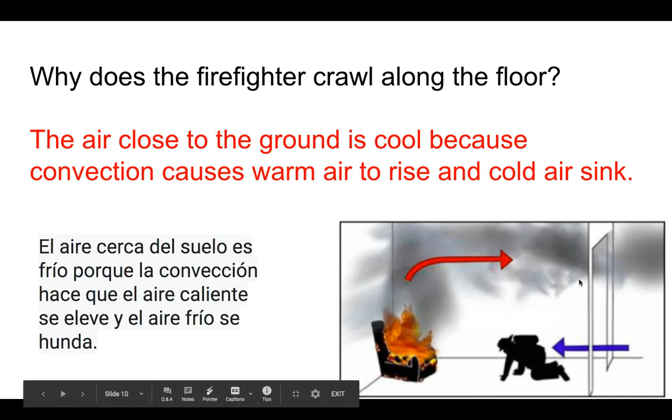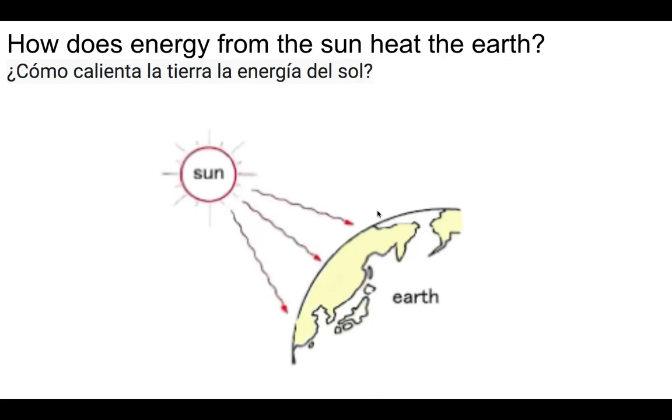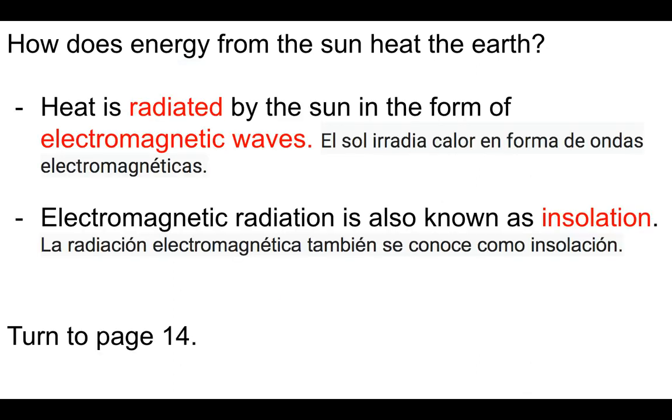So again, I see that loop that tells me it's convection. And then how does energy from the sun heat the earth? If you said radiation, you would be correct. I see heat being transferred in the form of radiative waves. Anytime it's in the form of waves through empty space, again, it's radiation. Now, heat can be transferred from the sun through many different wavelengths of radiation, so let's go over this actually.